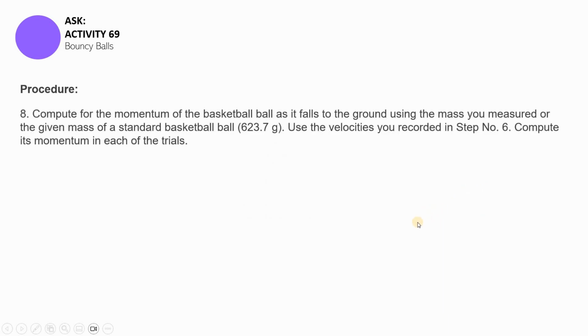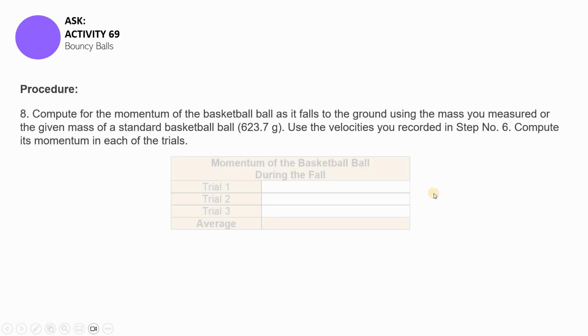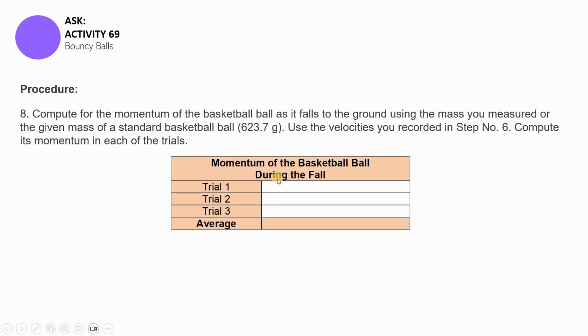Alright, now you'll be computing finally for the momentum of the basketball as it falls to the ground using the mass you measured or yung given mass of a standard basketball. Since you have the mass, you have the velocities as well. You can now compute for the momentum. You'll be doing the computation in all of these trials. Okay, so again, this is during the fall.